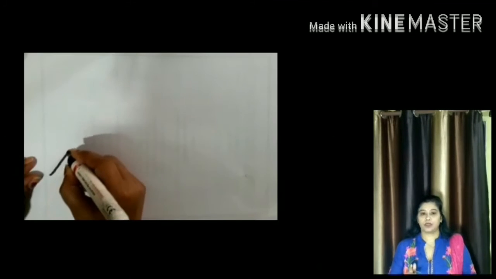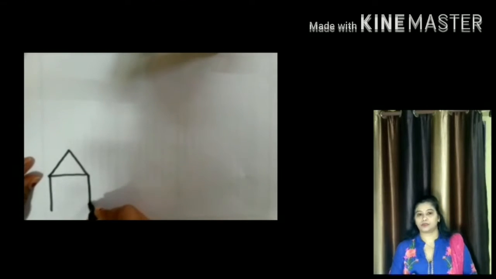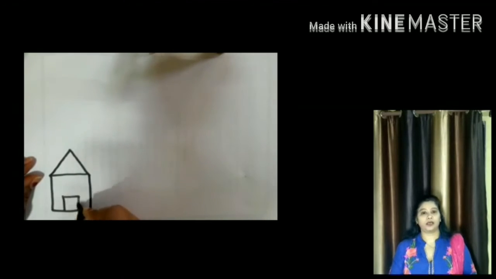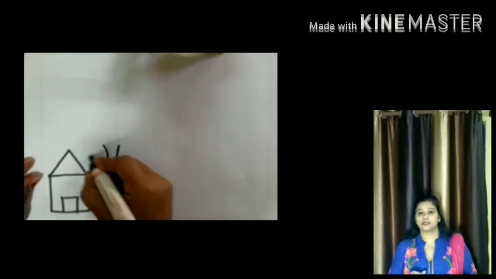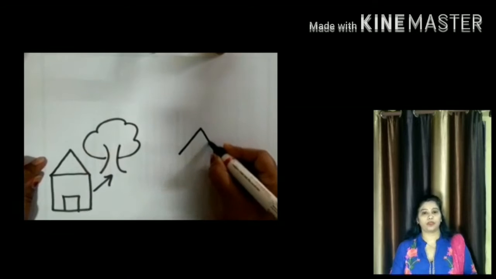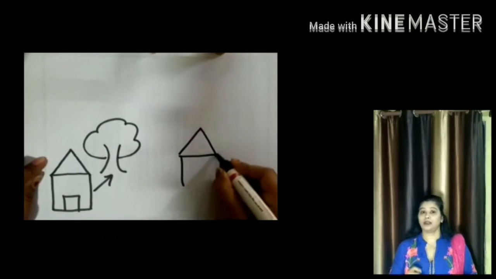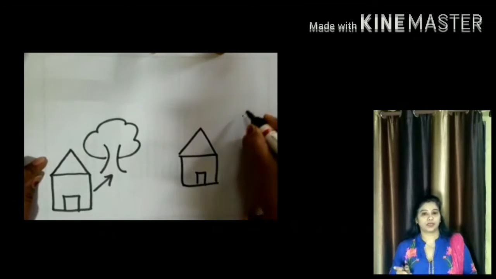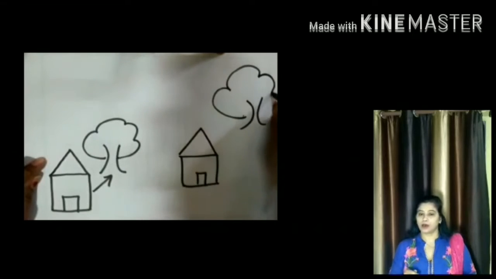Now children, I am taking another topic here, nearer and farther. Now I am going to draw two pictures. You will tell me which is near and which is farther. Here I am drawing a house and this is the tree. It is near to the house. Now next picture, I am drawing a house and a tree. This tree is farther from the house.